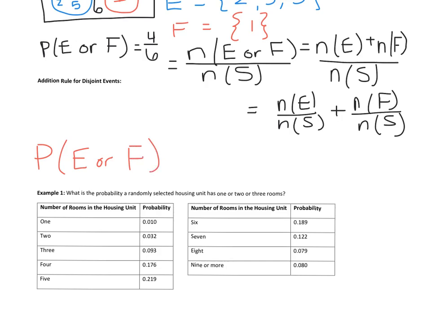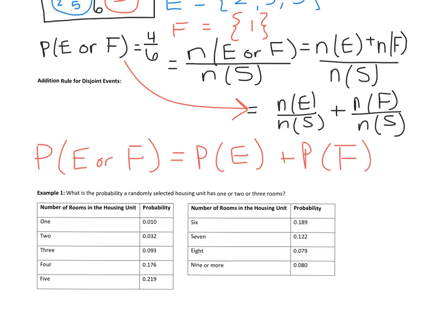All right, so remember we did all that work to get this, but that is just simply the probability of E plus the probability of F by definition. So this is our rule when we have disjoint events. So the addition rule for disjoint events is this right here. Okay, and then again, what that "or" means, the outcome can be in one or the other, E or F. It does not have to be in both.